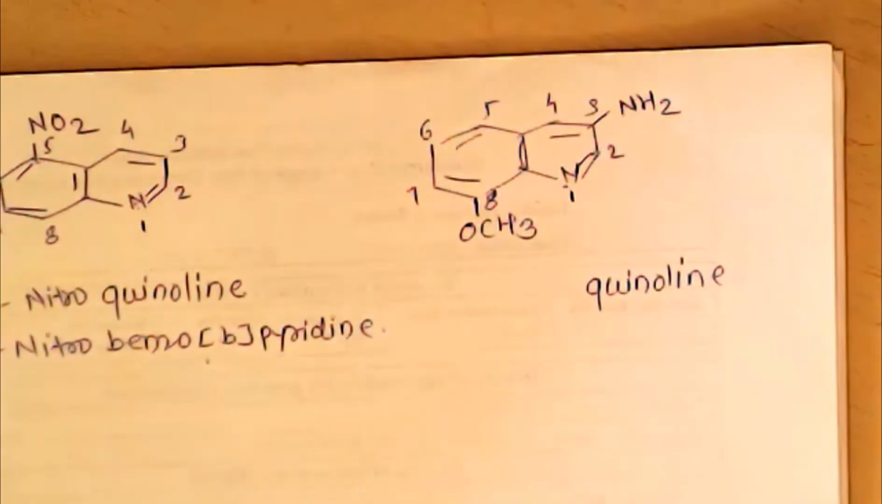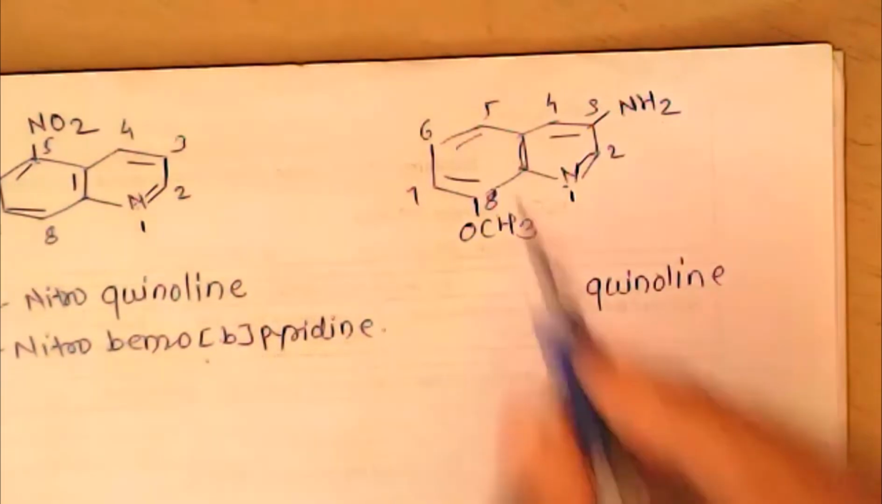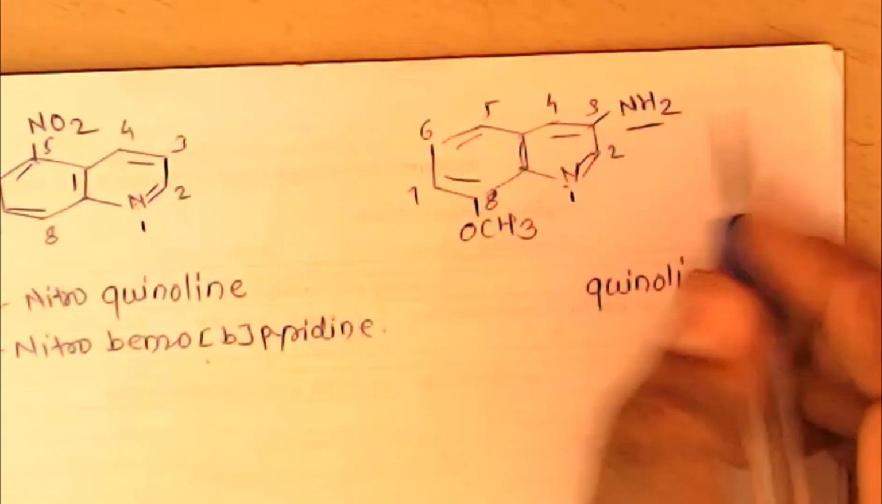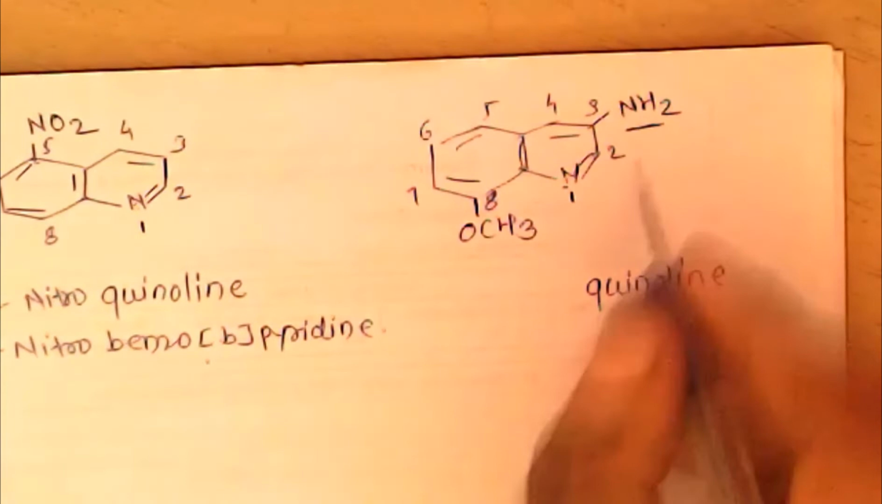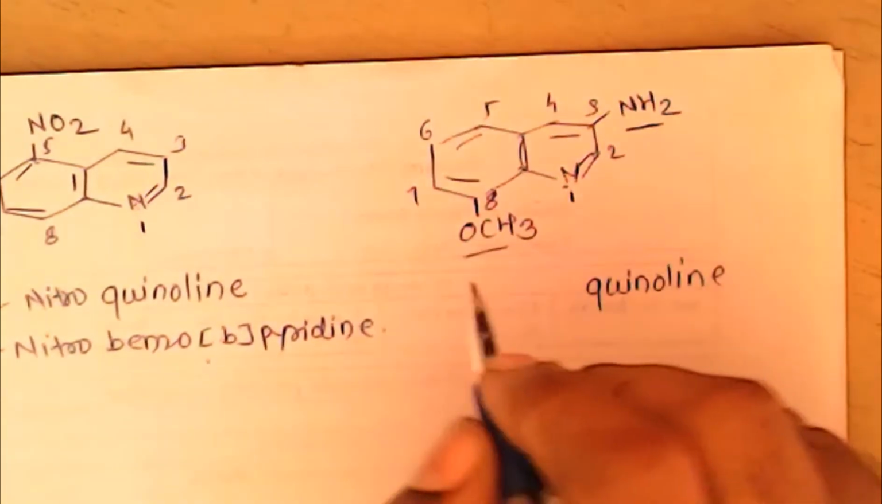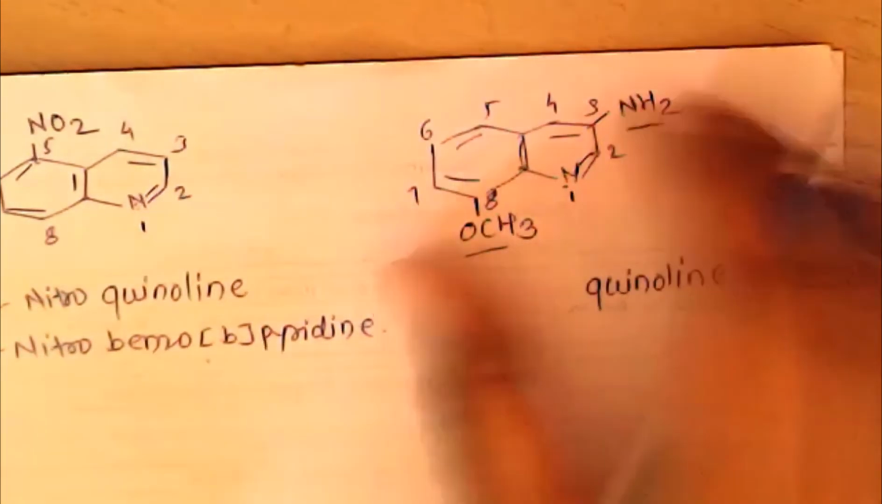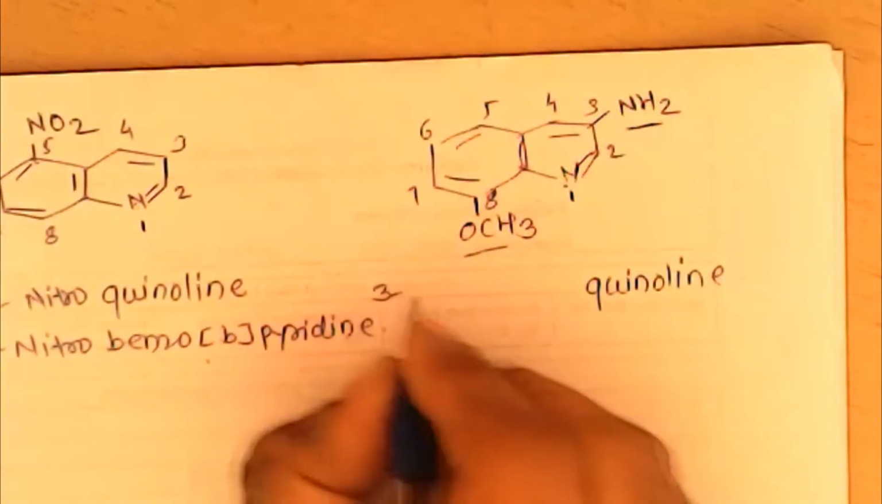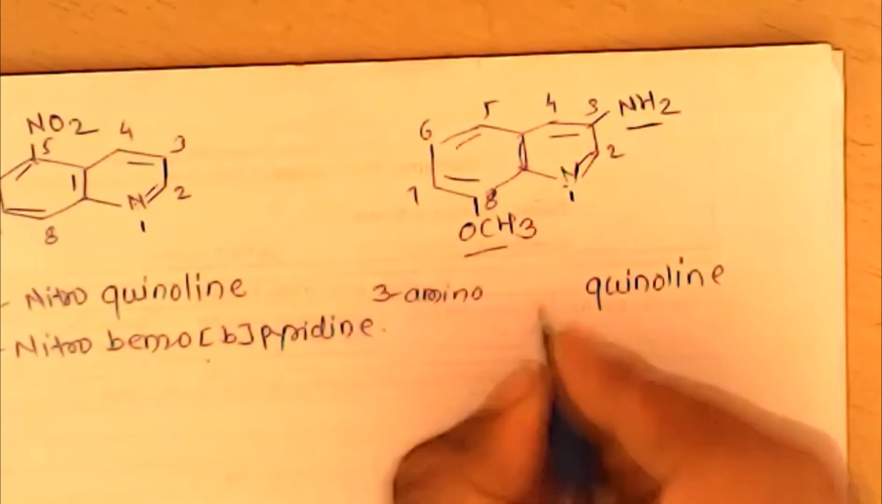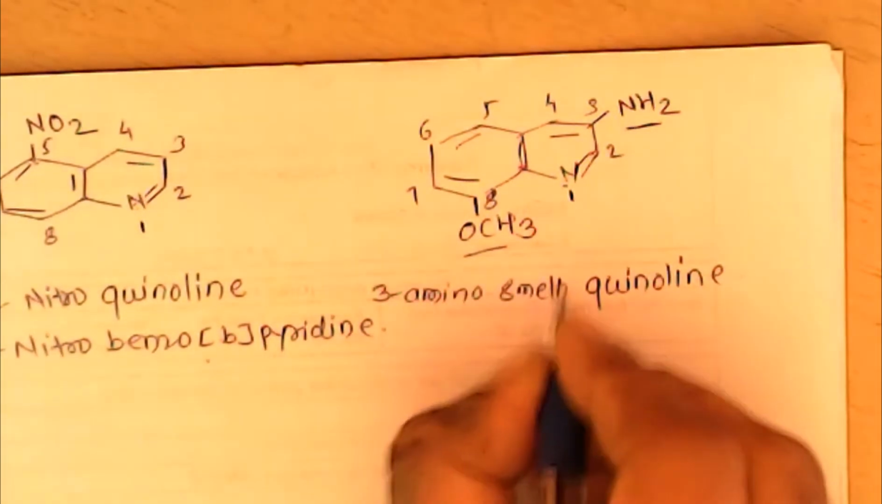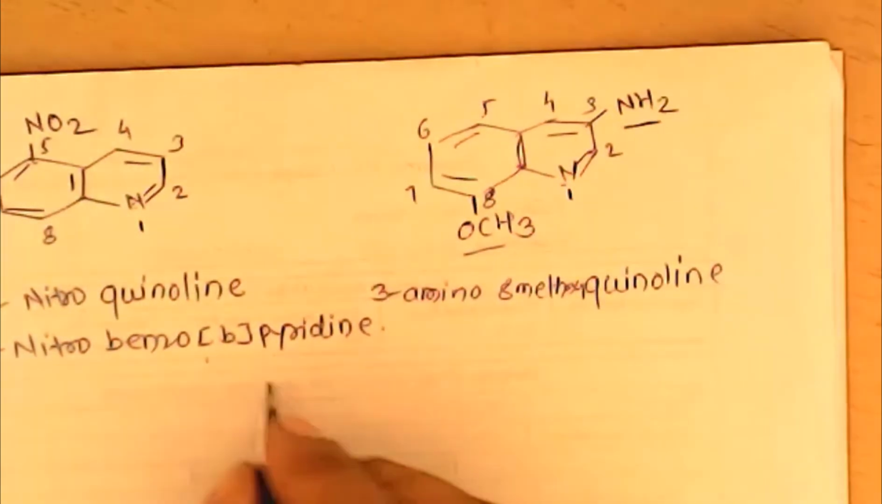Okay. Then we can identify which substituent is attached to the ring and write their name. If more than one is present, then they are arranged in alphabetical order. So at number 3, which group do you have? NH2 group. What do we call NH2? Amino. And that is OCH3, that is the methoxy at position number 8. So alphabetically, which comes first? Amino comes first. So the name of this compound is 3 amino 8 methoxy quinoline.